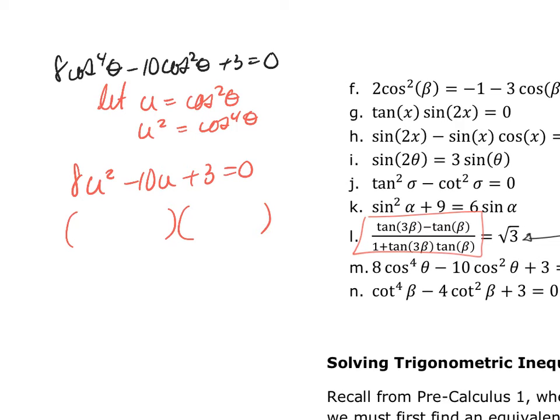Positive 5 and negative 2? Well, I can tell you the 3 has to be 3 and 1, because that's prime. So now I just need to break up the 8 into 1 and 8 or 2 and 4. Does that work? Does that give me 10 when I multiply everything through?